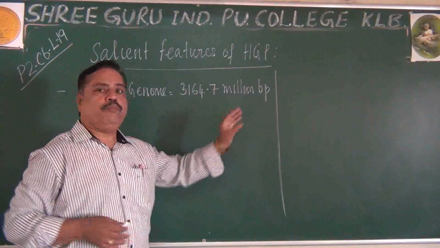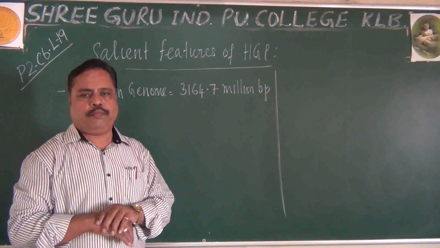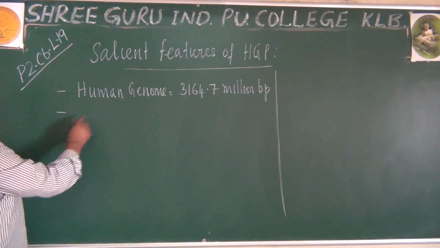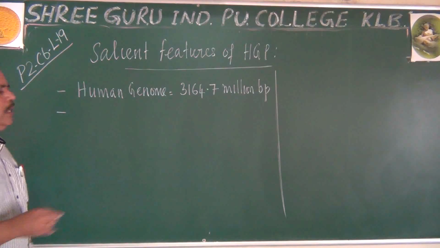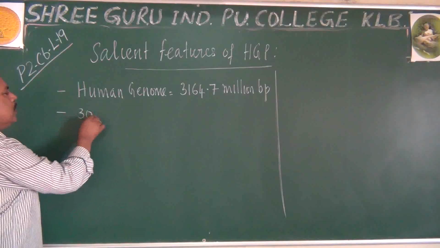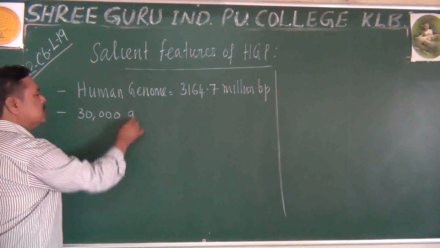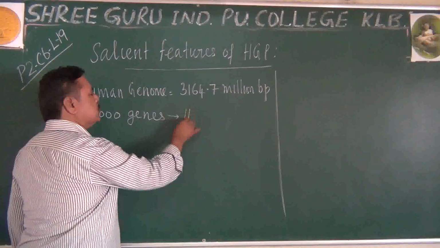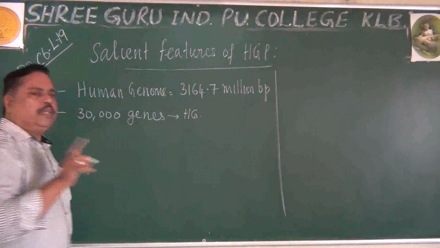3164.7 million base pairs are present here. The second point is that the human genome contains about 30,000 genes. About 30,000 genes are present in the human genome, they discovered.